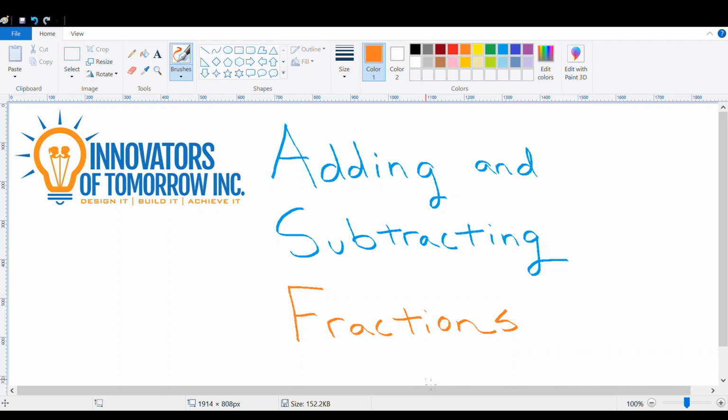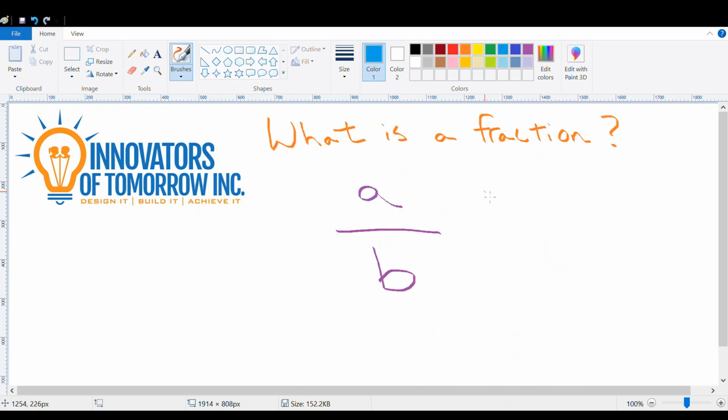Today we'll be learning how to add and subtract fractions. Let's get to it. You may be asking, what is a fraction exactly? It's a number that is not a whole number. It is the quotient of two numbers. Those two numbers are represented as A and B here.